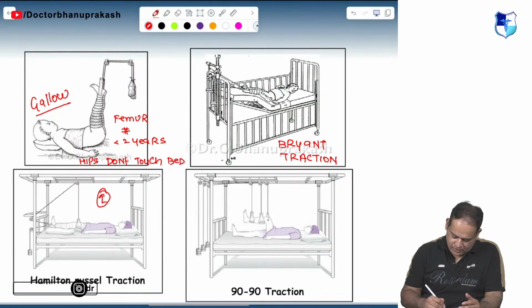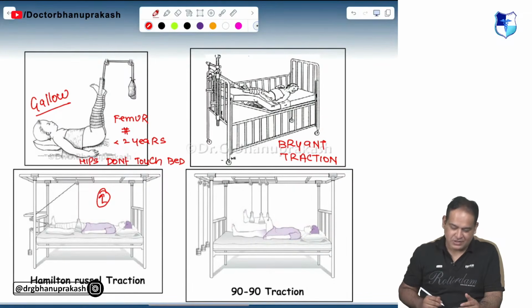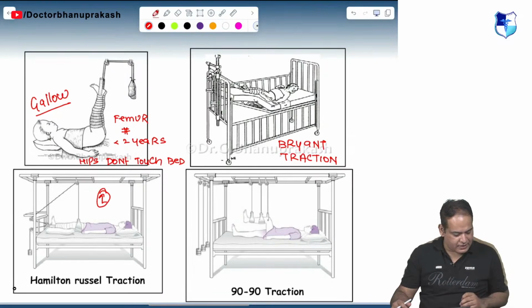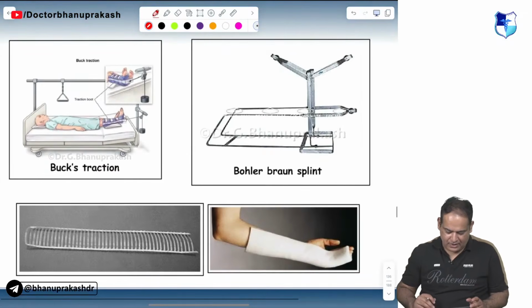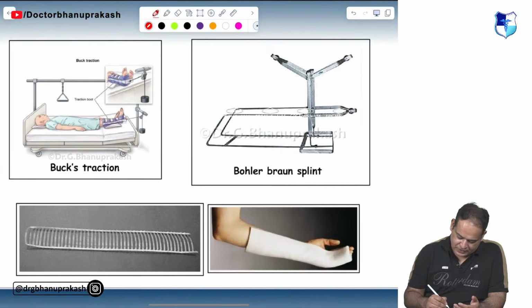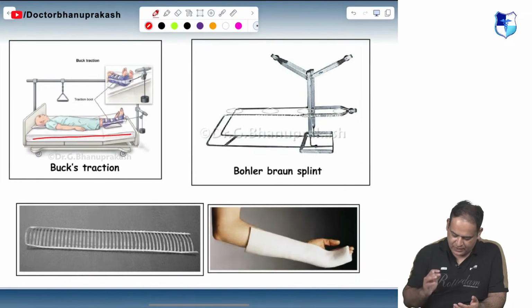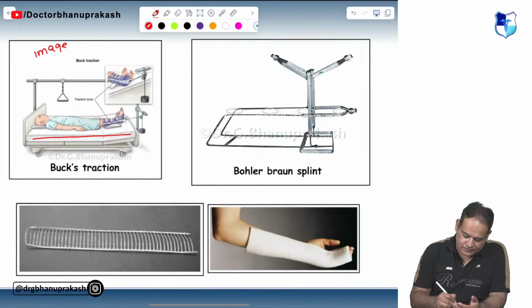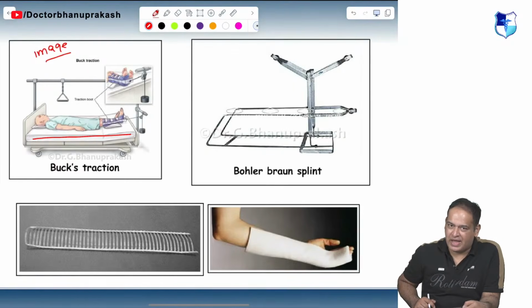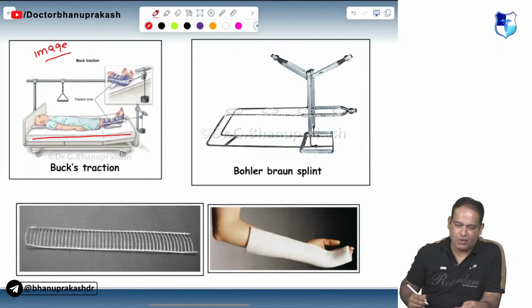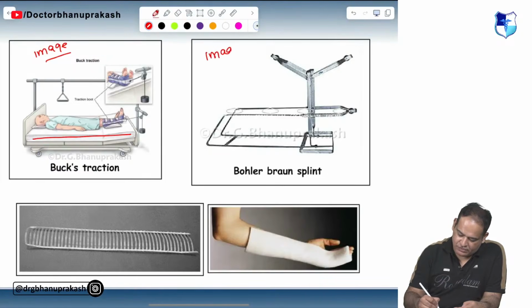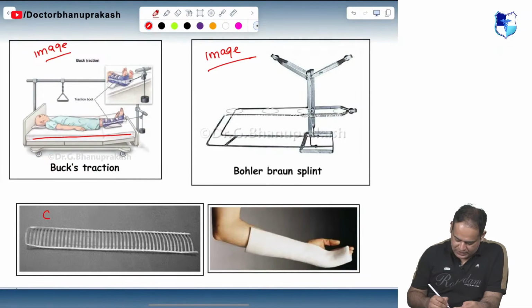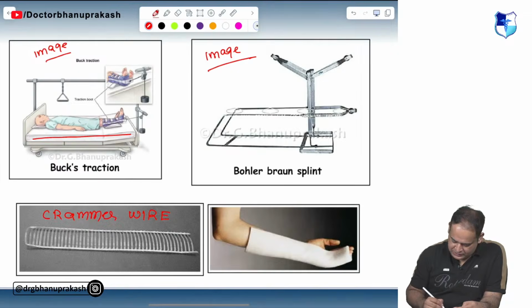Now, these are the tractions used in adults, Hamilton-Russell and 90-90 degree traction, Buck traction. So, if you see this almost straight thing, this is a Buck traction image, again used for fracture neck femur. Bohler-Braun splint. This image is super important, right? Now, this is a Kramer wire splint.